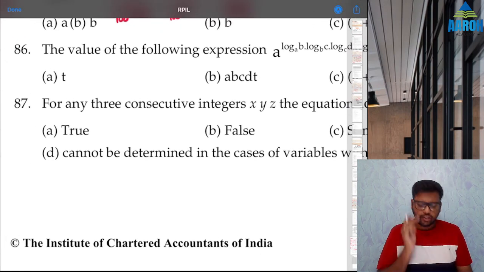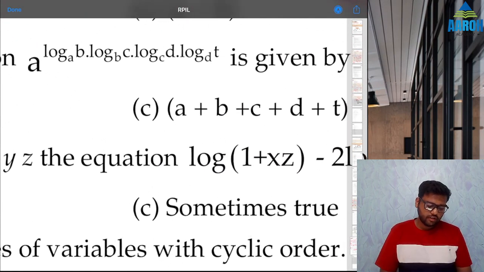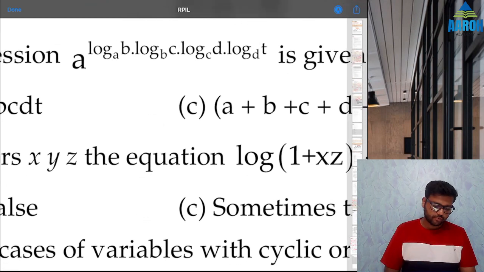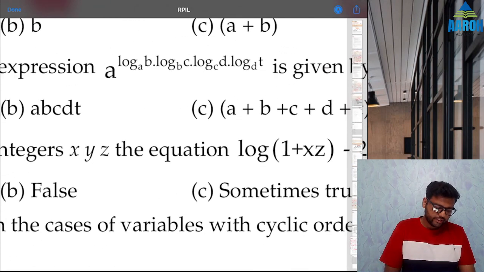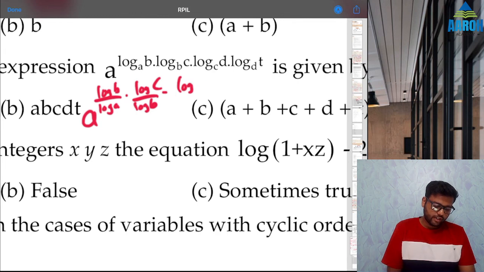86. Value of this expression is what? Again, base is different. So first thing, change of base. Let's do change of base. A raised to, it will be log b by log a into log c by log b into log d by log c into log t by log d.